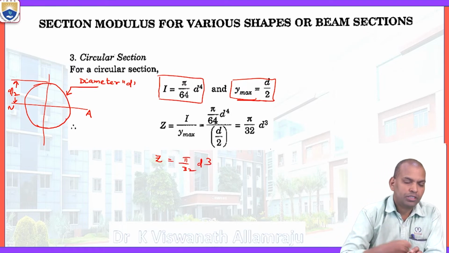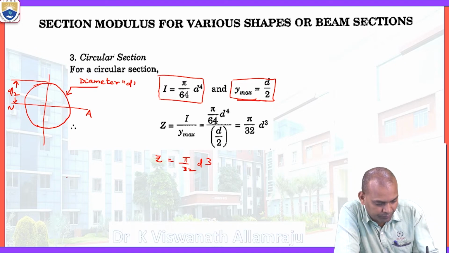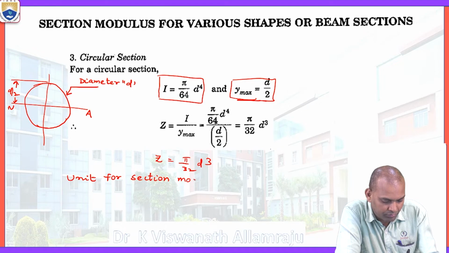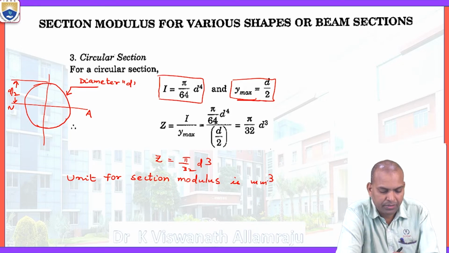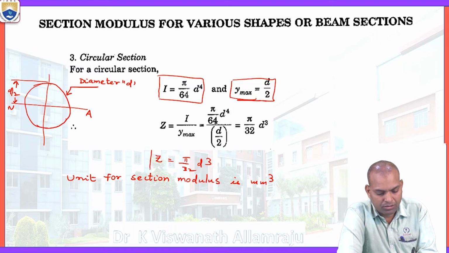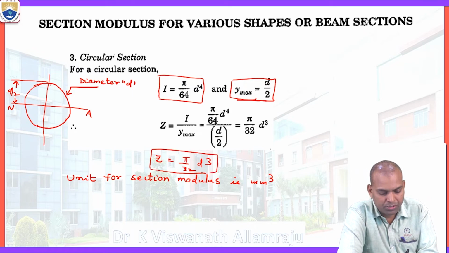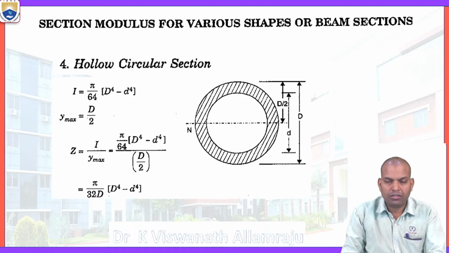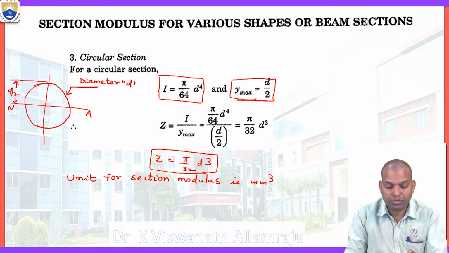The unit for section modulus is cubic millimeter. So this is the section modulus formula for solid circular section. And now if we consider the hollow circular section, the section modulus of a hollow circular section.